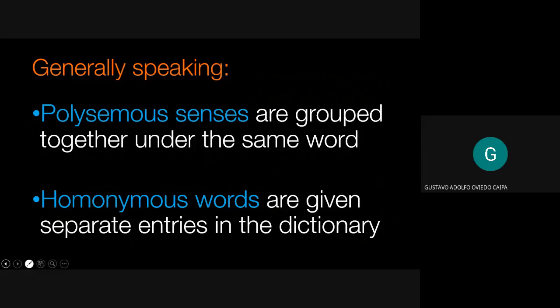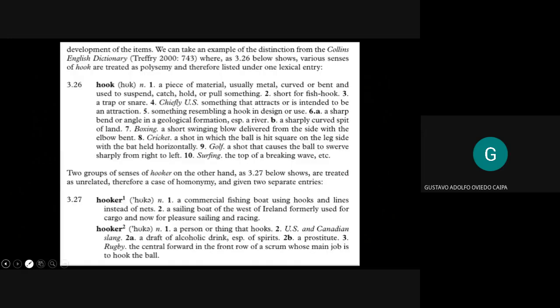For example, the word hook. As you can see, this one is the Collins English Dictionary from 2000. So, various senses of the word hook. In this case, as you can see, hook, one lexeme, has 1, 2, 3, 4, 5, 6, 7, 8, 9, and 10 senses that are related. You see, they are related. But since they are related, we put them together.